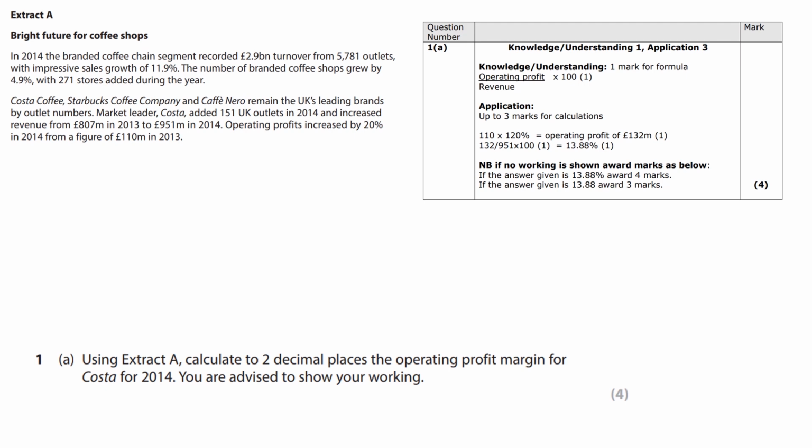So you should put your formula down: operating profit divided by revenue times by 100, and then 110, because that's based on 110 million, times by 120%, because it says in the extract that operating profits increased by 20%. So that gives you £132 million. And then 132 divided by 951 times by 100, because you put the figures into the formula, and that gives you 13.88%. Did you get it right?